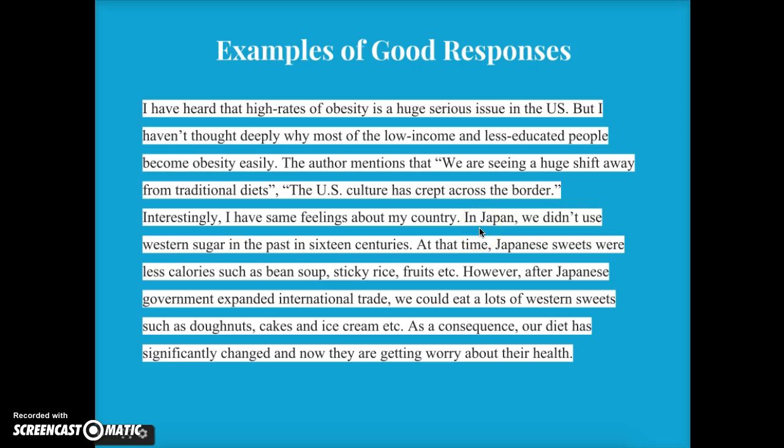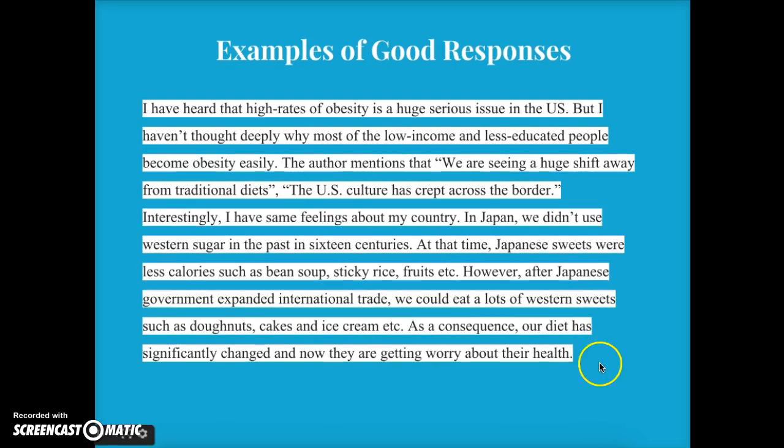And then she's comparing, right? Using specific examples from Japan. "So in Japan, we didn't use Western sugar." She gives specific examples of sweets that were not used with Western sugars, corn syrup, right? And she's including background information and adding something new to this conversation about the effects of the US diet on not only immigrants, right? That's what this article is about, but she's talking about people in other parts of the world who are being affected by the United States.